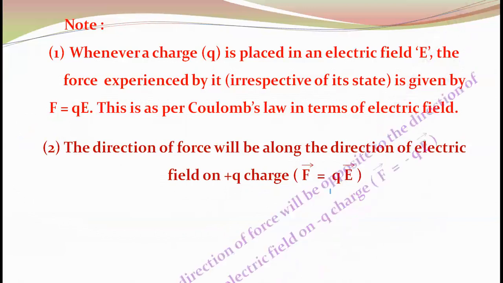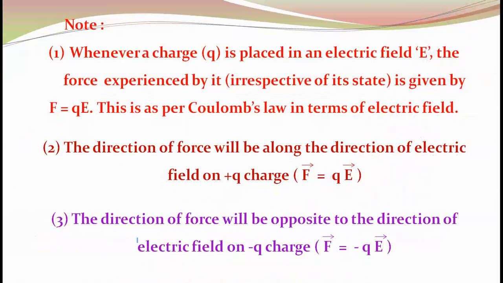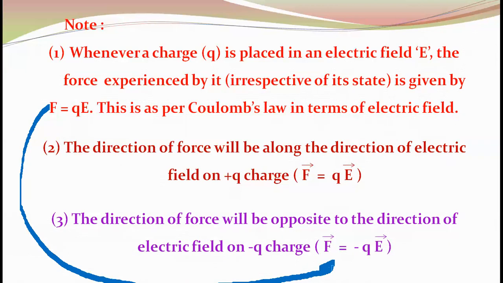Okay. And the next point is the direction of the force will be opposite to the direction of electric field on minus Q charge. So when a negative charge is placed in the electric field, the same expression, Coulomb's law in terms of electric field, becomes F vector is equal to, since the charge is negative, minus Q into E vector. So the negative sign here indicates that the direction of the force will be opposite to the direction of electric field.